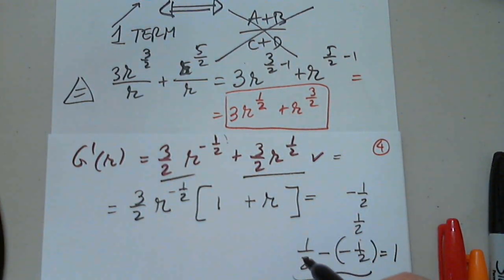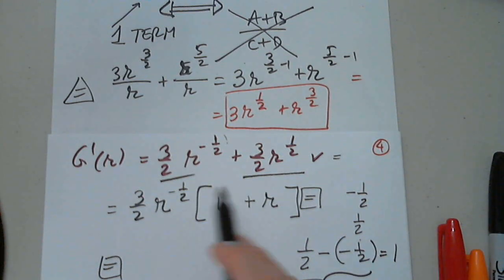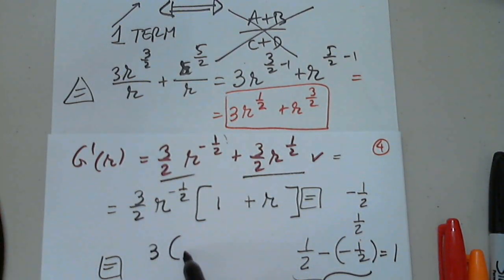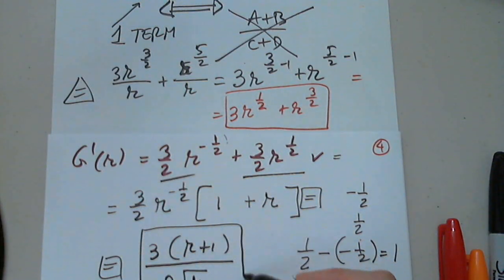See how useful this is? The answer is no. You cannot see it because we haven't gotten to that part in the course yet. So this can be rewritten as 3 r plus 1 divided by 2 the square root of r. This is useful for what we are going to look at in chapter 4.